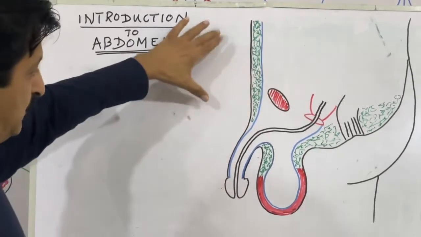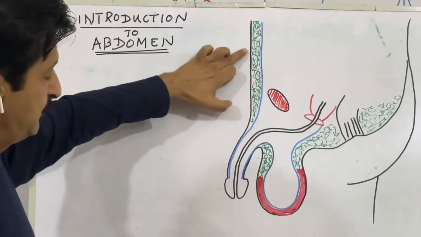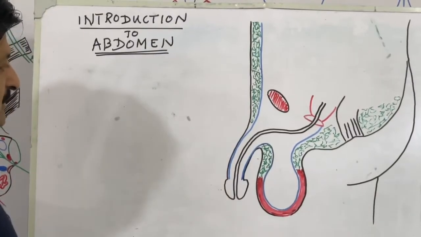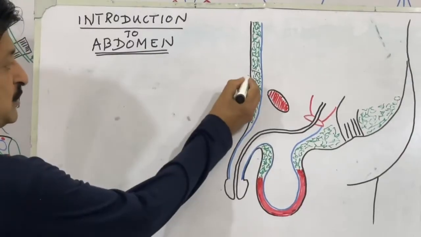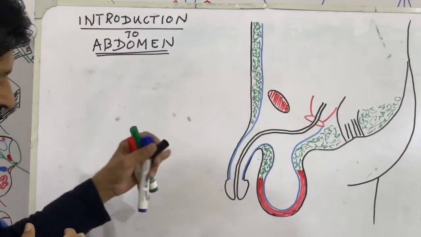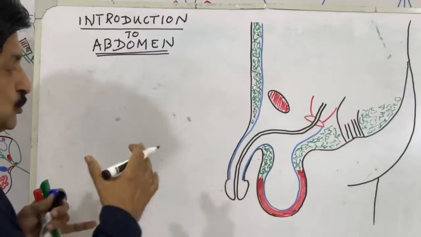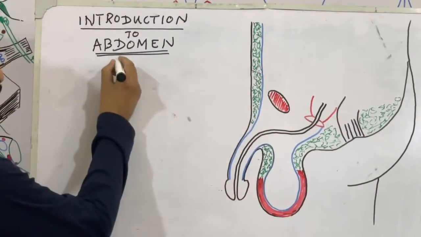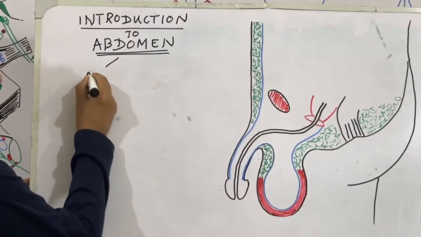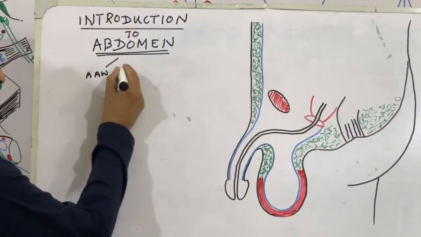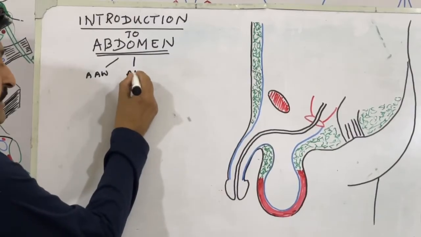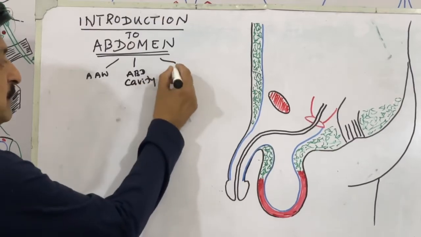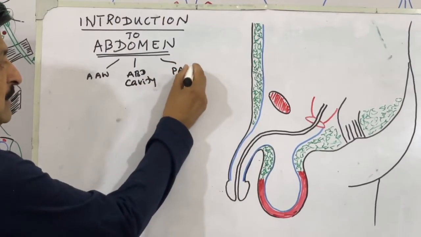Now, in this area, the first structure that you will come across will be the skin. So you see here, this is called the skin. The first structure that you come across is the skin, because in this diagram, we are going to show you that the abdomen basically consists of three things which we are going to discuss. Number one is anterior abdominal wall. Number two, abdominal cavity. And number three, posterior abdominal wall.